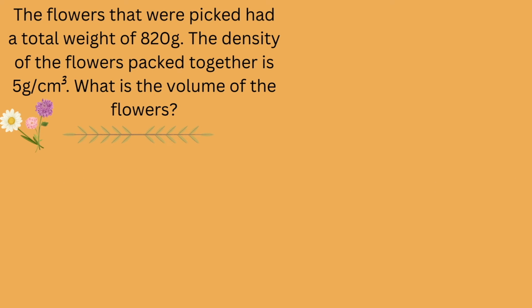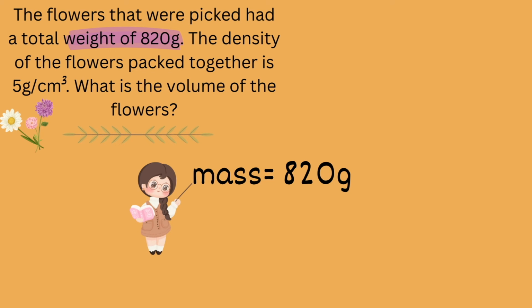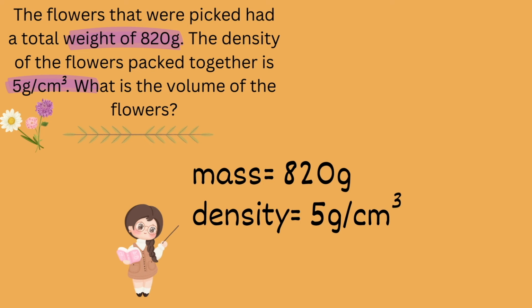The flowers that were picked had a total weight of 820 grams. The density of the flowers packed together is 5 grams over centimeters cubed. What is the volume of the flowers? Well, we're given the weight that is translated to a mass of 820 grams, and we're given the density of 5 grams per cubic centimeter. We just need to find the volume.